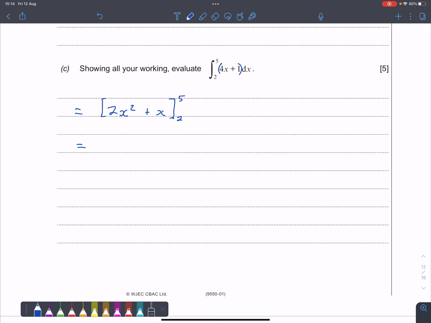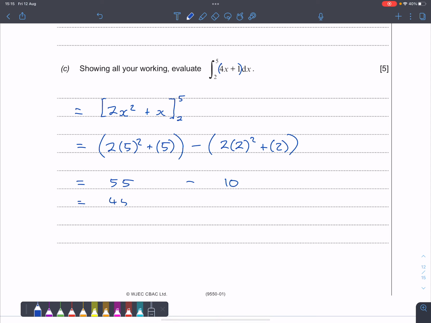So I'm going to substitute my 5 in first. So I get 2 lots of 5 squared plus 5. And from that, I'm going to subtract 2 lots of 2 squared plus 2. I'll work out each bracket individually. So I get 2 lots of 5 squared plus 5 is 55. Minus 2 lots of 2 squared plus 2 is 10. So we end up with an answer of 45.